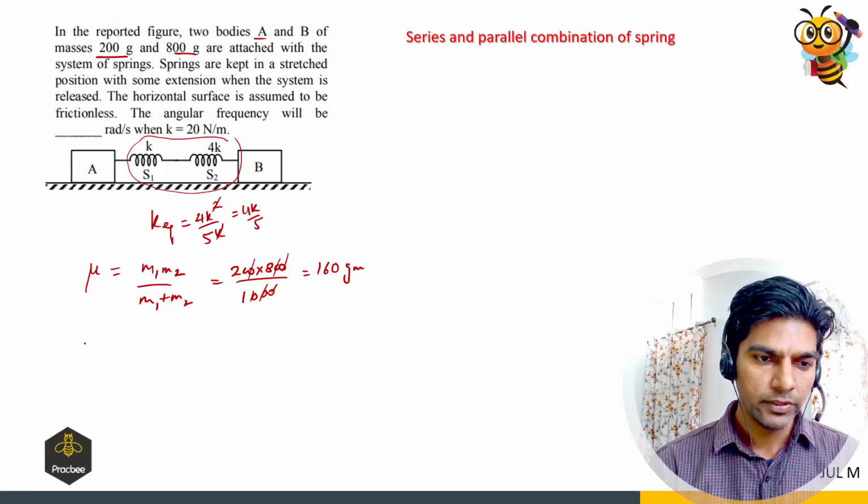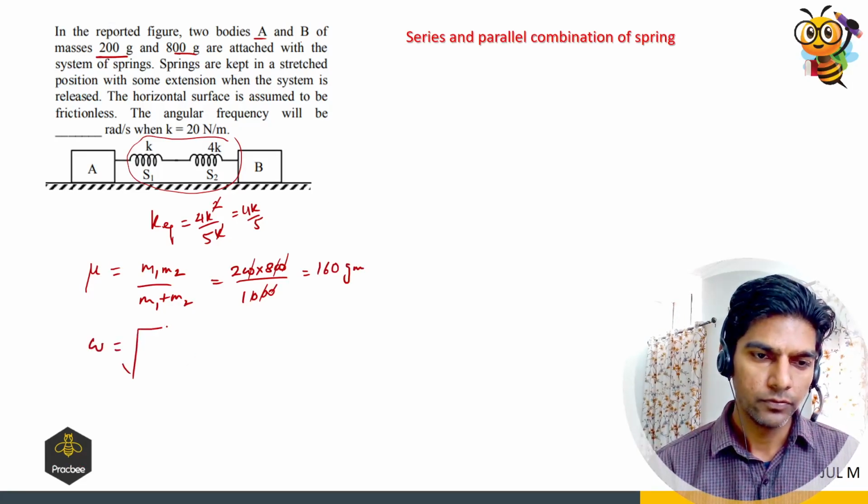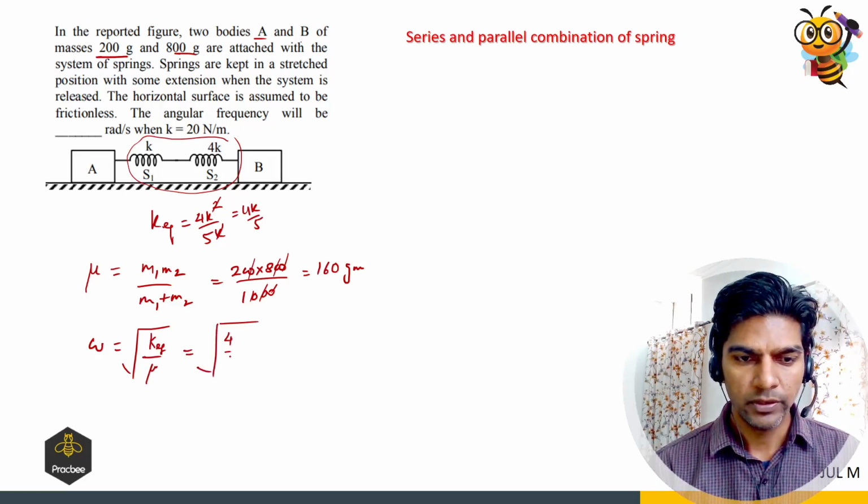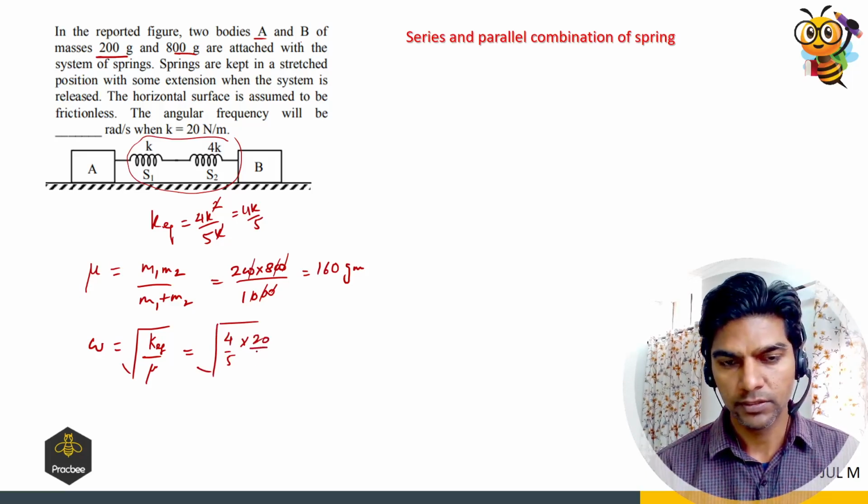Now the angular frequency will be given as root of K equivalent by mu. So what is K equivalent, which is 4 by 5 k, and k is given as 20, and mu is 160 grams. So 160 divided by 1000.